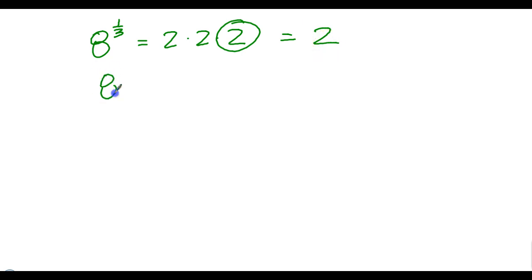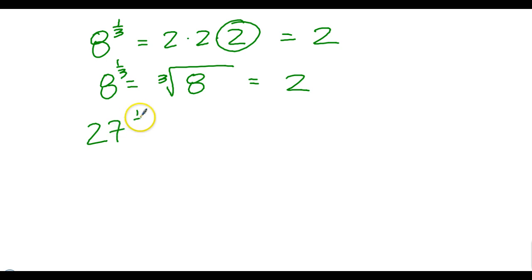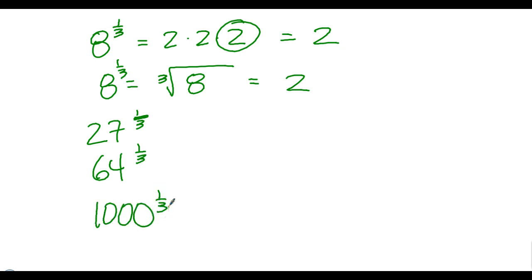Another way of writing this is 8 to the 1/3 is the same as the cube root of 8. What number is that? That would be 2. Now I want you to find a couple of these. Let's do 27 to the 1/3, 64 to the 1/3, and let's try 1,000 to the 1/3. Okay, go ahead.